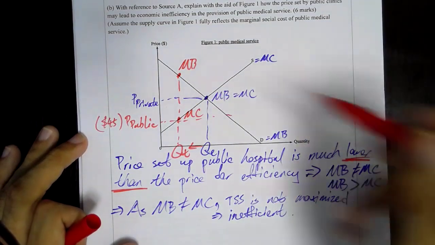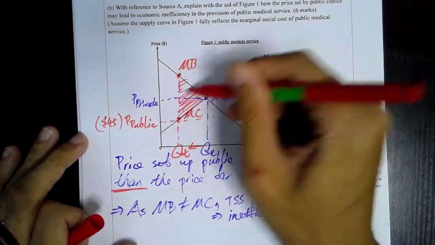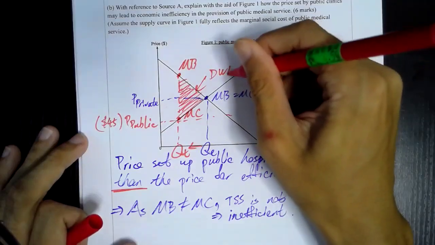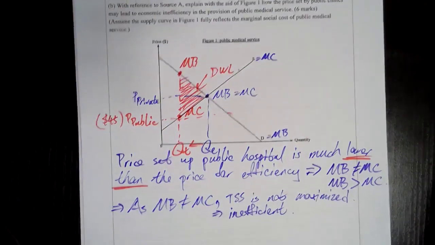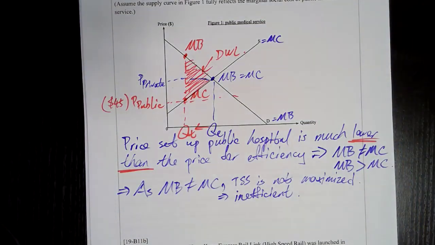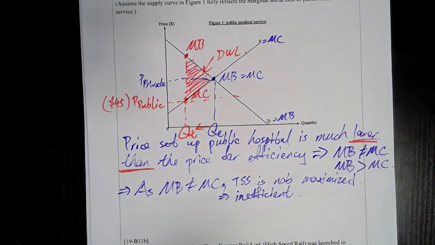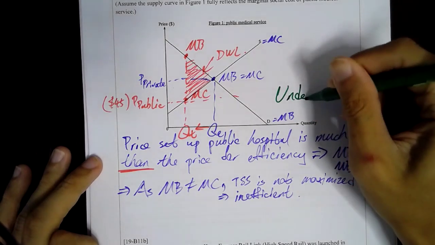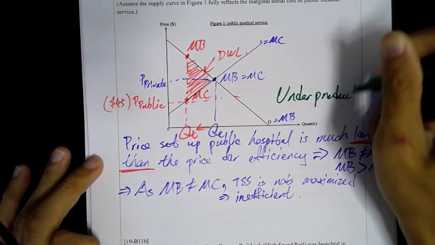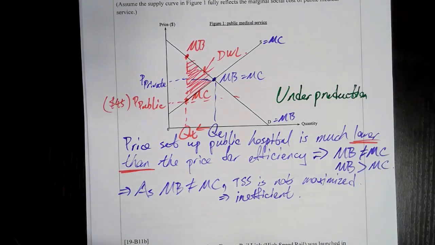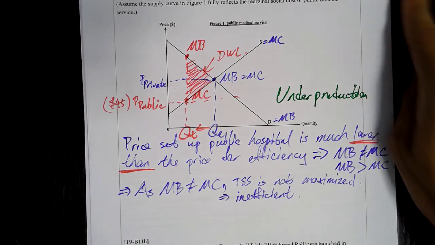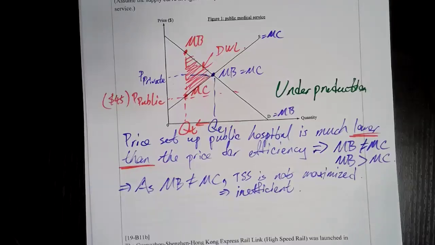If the three points do not overlap, then this triangle will be what we call deadweight loss, inefficient. Okay, because MB not equal to MC. In fact, we have a name for this one. We call it underproduction. Okay, we call it underproduction. This is definitely an underproduction. It can't produce that much. Okay, so this is how we do it.